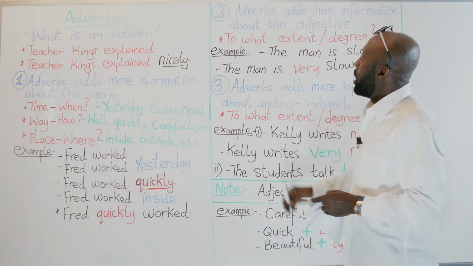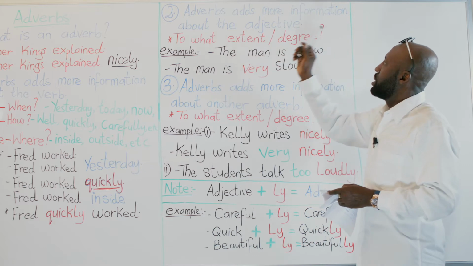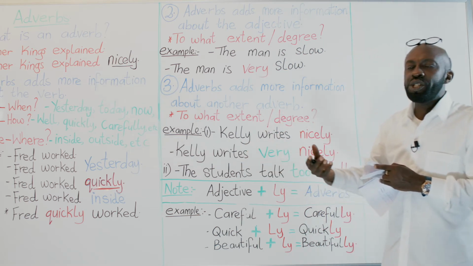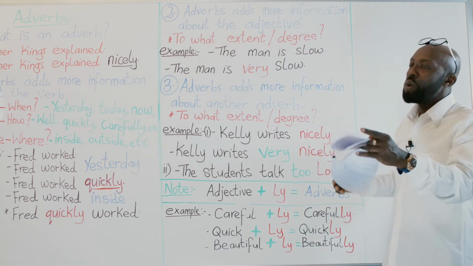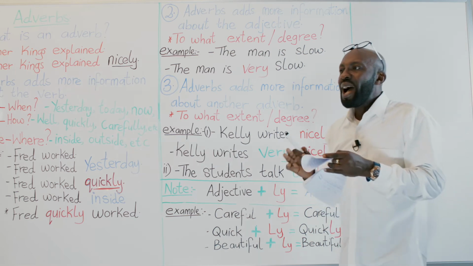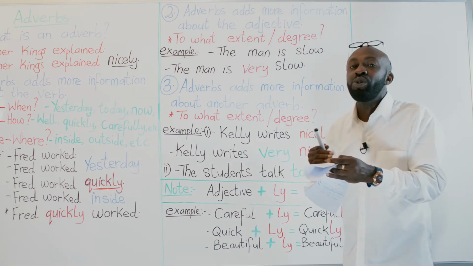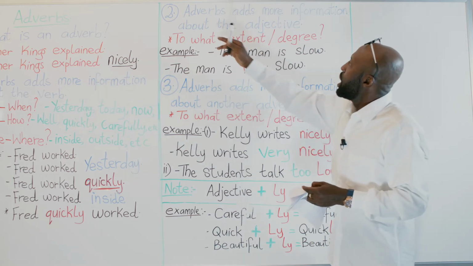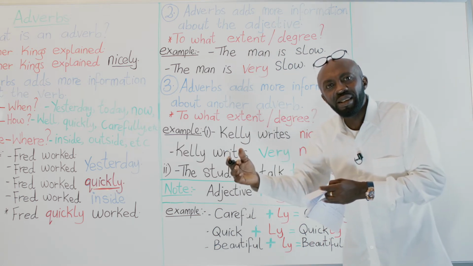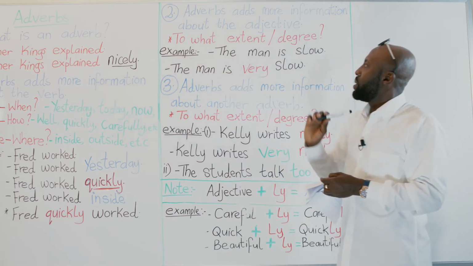Number two, adverbs add more information about the adjective. Now we have a new word introduced, adjective. What is an adjective? An adjective is a word used to describe something, particularly to describe a noun. So if it adds more information about an adjective, it tells to what extent, to what degree.